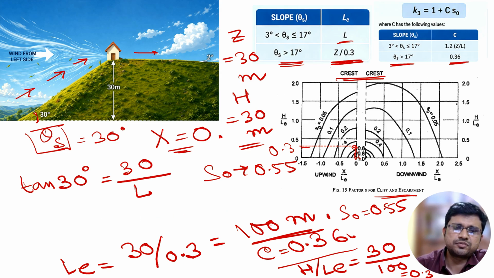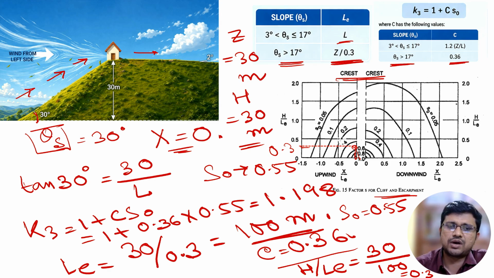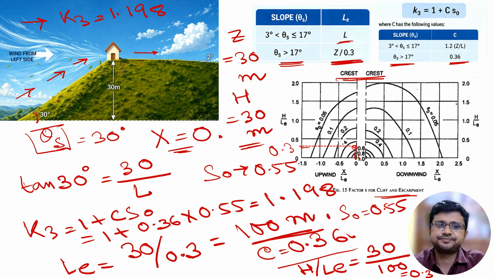K3 will be equal to 1 plus C into S0, so 1 plus 0.36 into 0.55. So it will be 1.198. Like the first problem, this value of K3 is also the same, 1.198. So when the wind is coming from left, K3 will be 1.198. Now here our building is actually located at the top point of the crest.